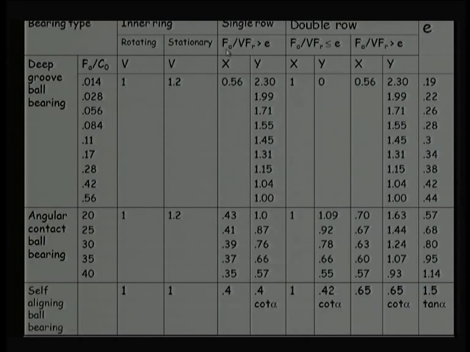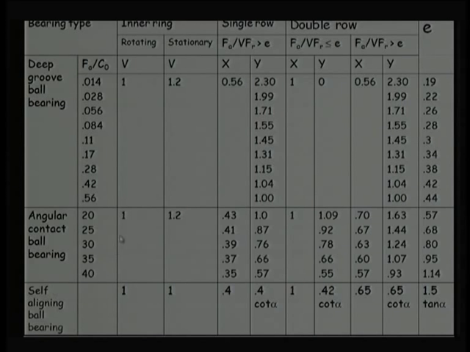If this fraction is lesser than e, we say that we have selected this kind of bearing and we have a value of e as 0.19. If this fraction of axial load is lesser than 19% and of course inner ring is rotating, then we say that this bearing can sustain the axial load without accounting or without calculating effective load.